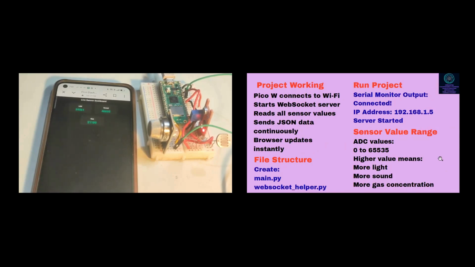Now, project working. How does the project work? Pico W connects to the Wi-Fi, starts the WebSocket server, reads all sensor values, and sends JSON data continuously. The browser updates, and it instantly comes on this.